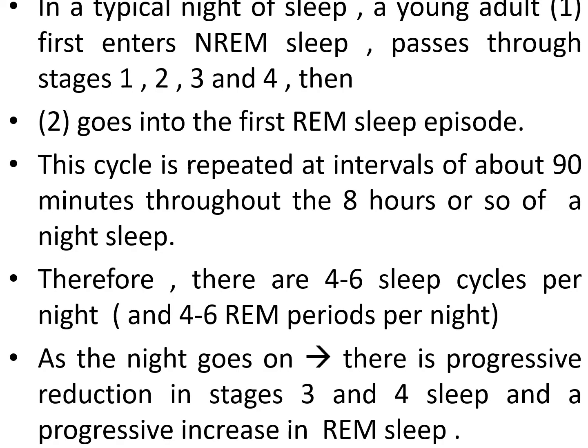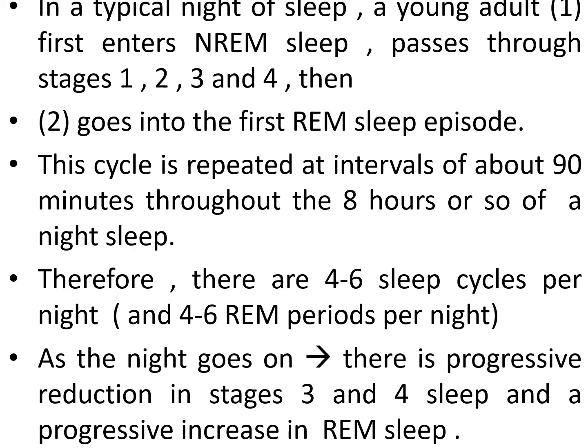In a typical night of sleep, a young adult first enters NREM sleep, passes through stages 1, 2, 3 and 4, and then goes to the first REM sleep episode. This cycle is repeated at intervals of about 80 to 90 minutes throughout the 8 hours or so of a night's sleep. So there are about 4 to 6 sleep cycles per night when a person sleeps for 8 hours.